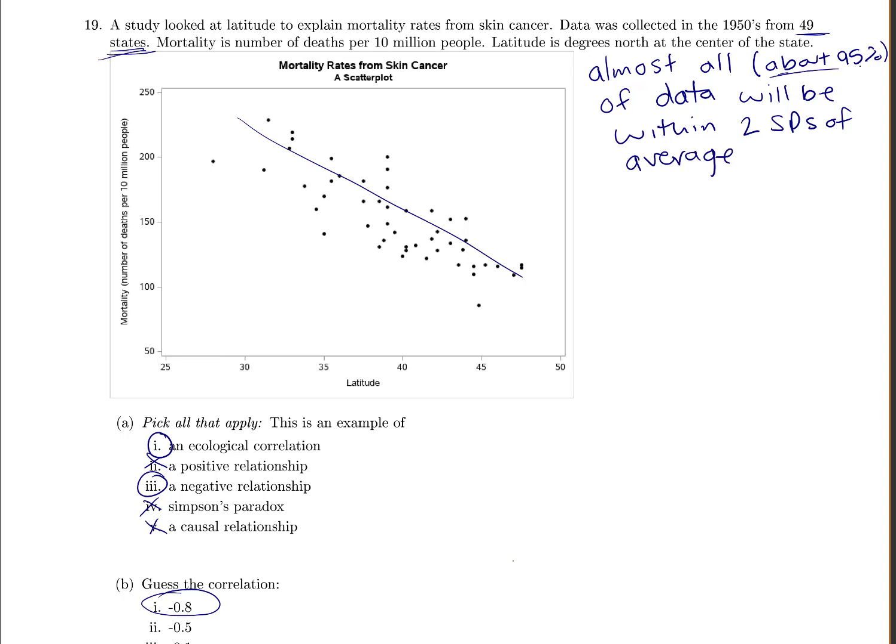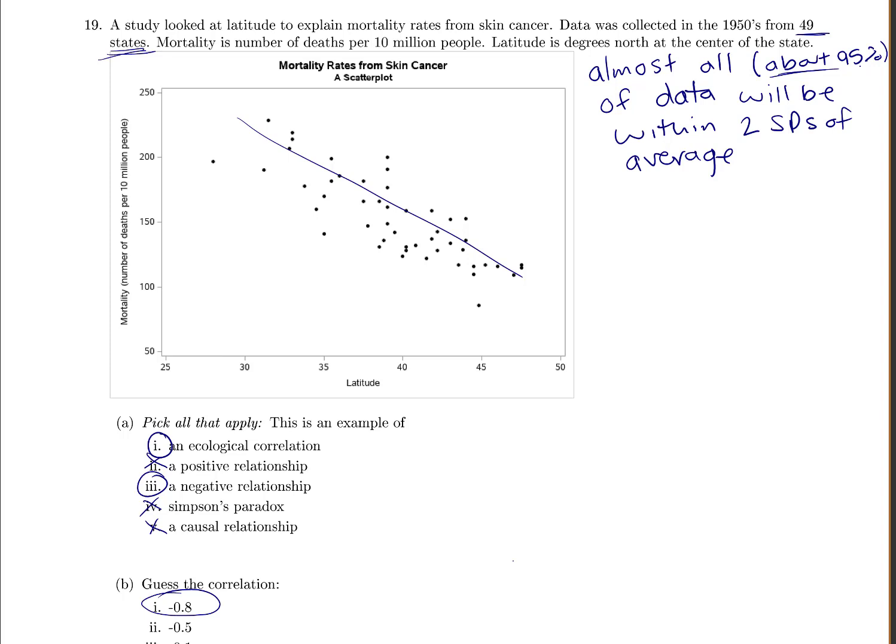Now that 95% applies more for a normal distribution. This might not be normal, so it might not be 95%. It might only be, say, 90% or maybe 85%. But almost all is going to be within that 2 standard deviations of the average. And we'll just still say 95% because you spent all semester memorizing that.